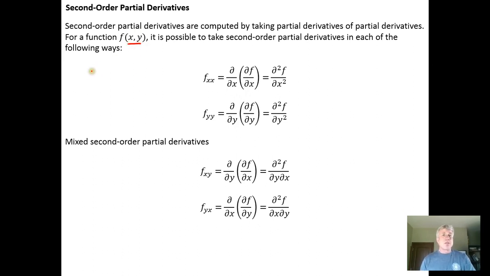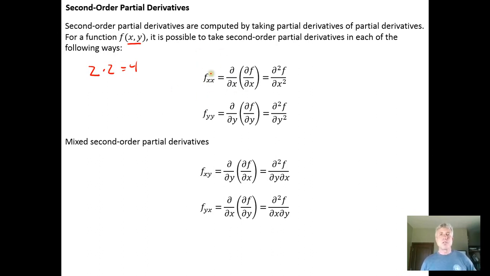And the idea is because we have a function of two variables, when we take the first derivative, we have two choices. We choose to take the derivative either with respect to the x variable or the y. And then in step 2, we take the derivative of that previous result. We have two choices again. We can either take the second derivative with respect to the x or the y variable. So we get 2 times 2 is 4 ways to make second derivatives from functions of two variables.